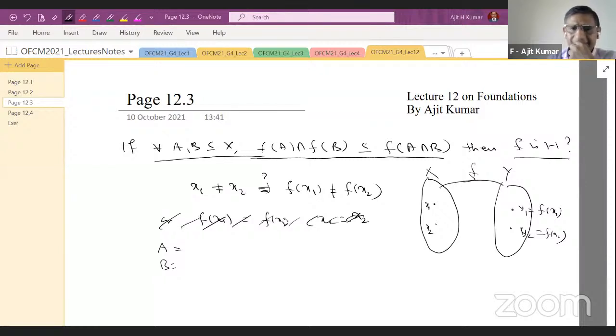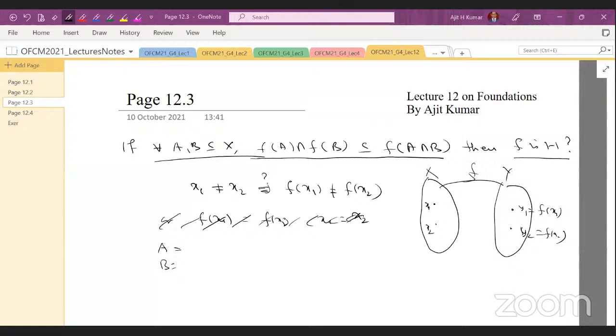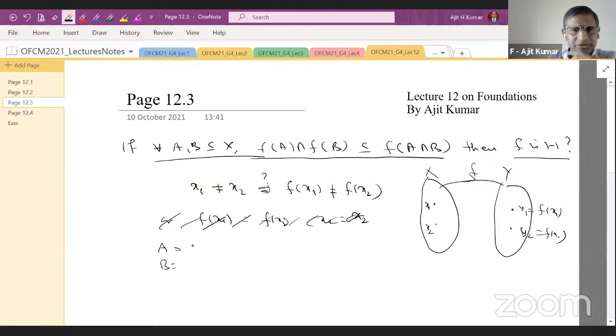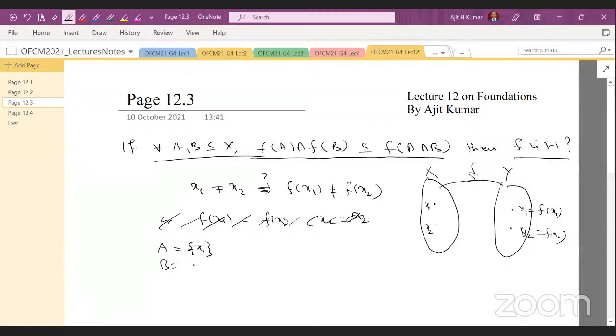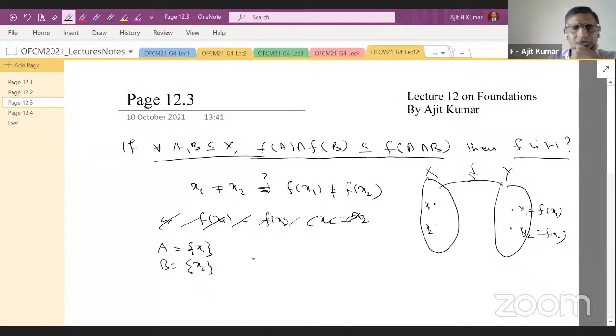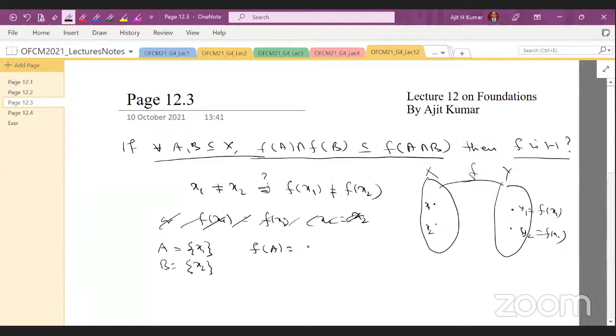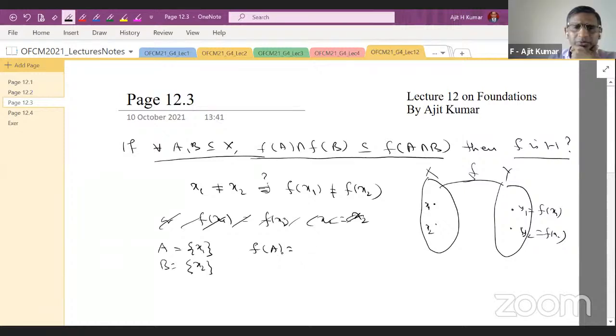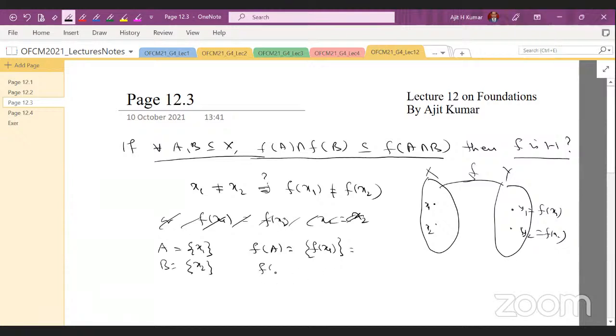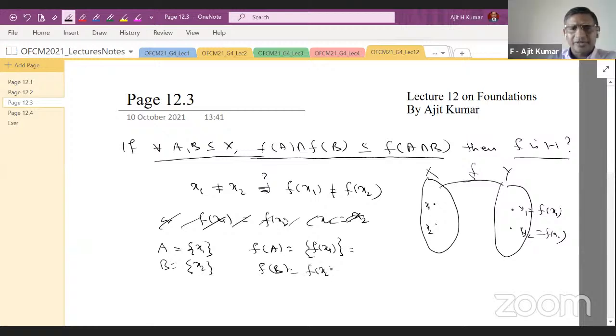What will you take A as? x1. Okay, singleton x1. So A is singleton x1. Very good. And what is B? B is singleton x2. Very good. So what is my f of A? If A is singleton x1, f of A will be singleton f of x1, correct? What will be f of B? Singleton f of x2. Very good.